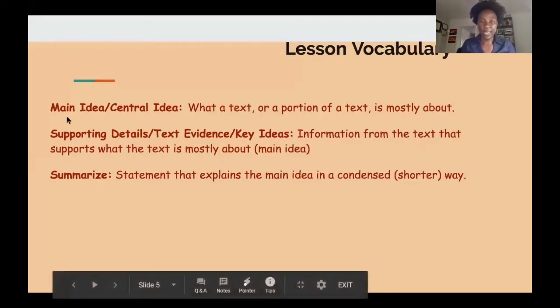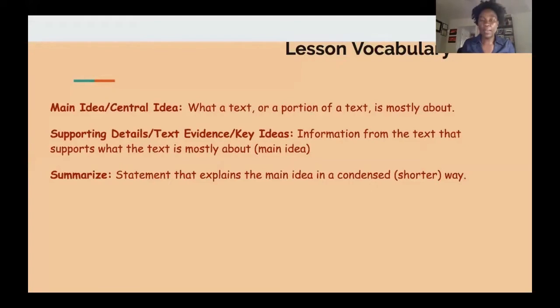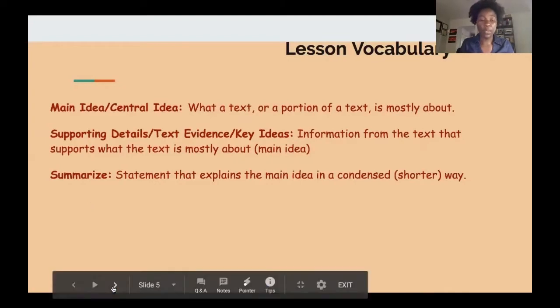Main idea or central idea: what a text or a portion of a text is mostly about. A portion of a text could be a paragraph or a sentence from a text. Supporting details, text evidence, key ideas: information from the text that supports what the text is mostly about, which is the main idea. Summarize: a statement that explains the main idea in a condensed or shorter way. And we will be condensing the supporting details, or text evidence, as we find them within our text.